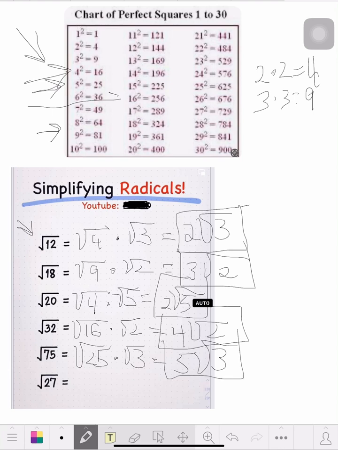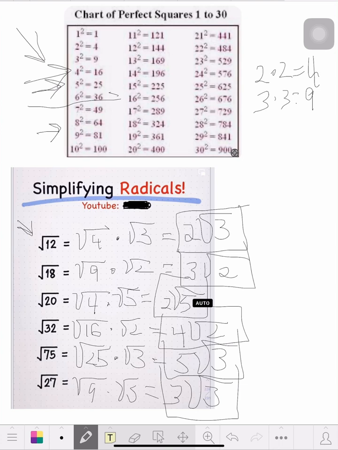Okay, now square root of 27. What numbers would make 27? 9 and 3. And we know 9's a perfect square. So we got the square root of 9 times the square root of 3 equals, square root of 9 is 3, times the square root of 3. And that's all there was for that answer. So this was relatively easy, okay?